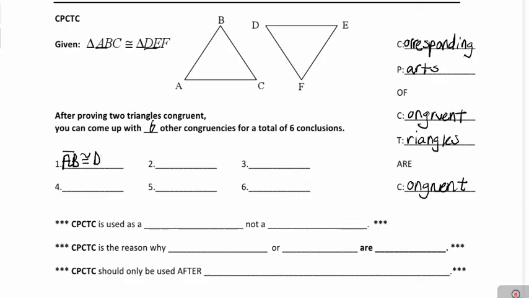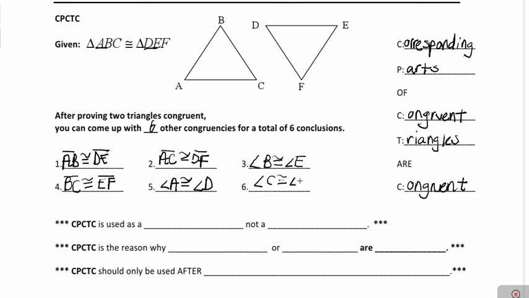So the first conclusion that we can make would be that side AB is congruent to side DE. Now pause the video here and see if you can come up with the next 5 conclusions. Okay, so now double check to make sure you have all 6 conclusions labeled correctly. We could use any one of these conclusions after proving two triangles congruent, and the reason would be by CPCTC. Keep in mind, CPCTC is the reason, not a statement, so we should never see CPCTC in the statements column.